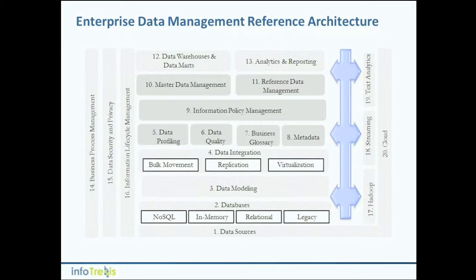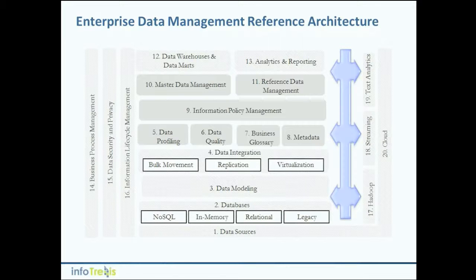In addition, you've got the IBM Information Governance Catalog in 7 and 8. Information policy management is another component of the IBM InfoSphere tooling. And then master data management, which is certainly an area that InfoTrellis specializes in from a services perspective, as well as reference data management. And then finally, you've got data warehouses and data marts. So these are, for example, Greenplum, analytics and reporting. So that's Cognos, Tableau. And on the left side, you've got business process management, data security. So that would be the Optum and Guardium tools, and information lifecycle management.